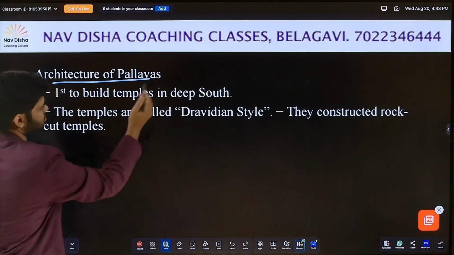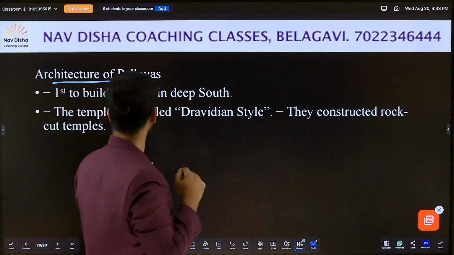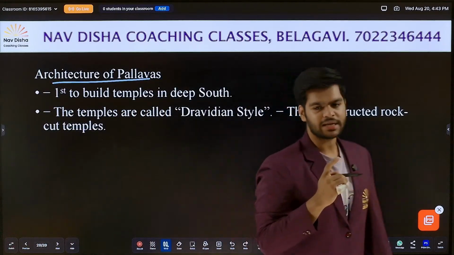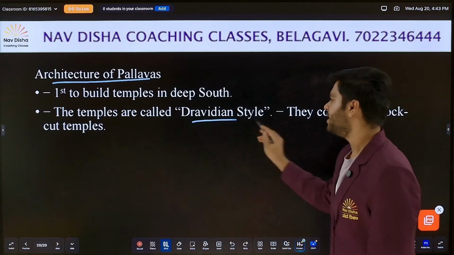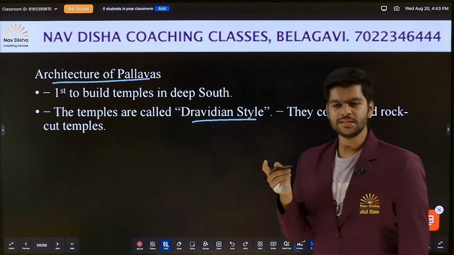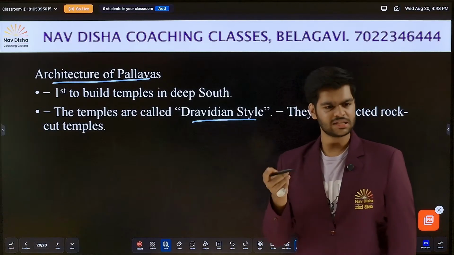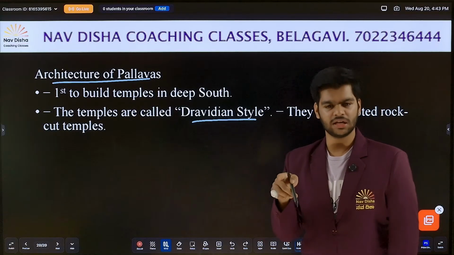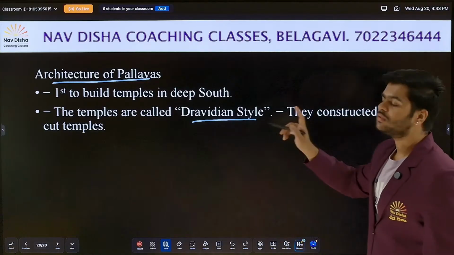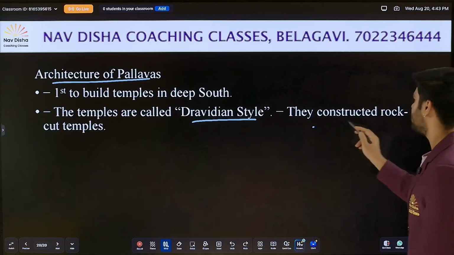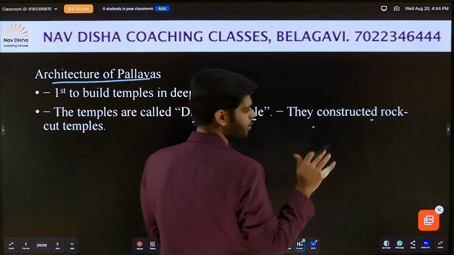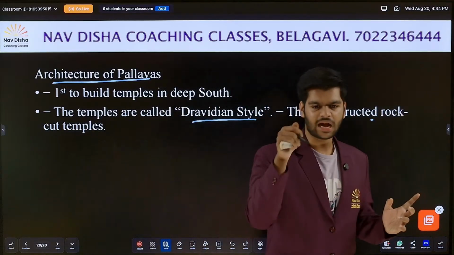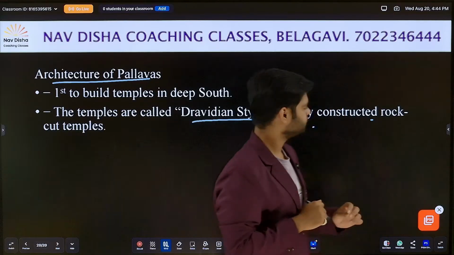Architecture of Pallavas. So this is a part of art and architecture. They are the first to build temples in South India, deep south. The temples are called as Dravidian style. North India we call it as Nagara style. Pre-Nagara style by Guptas. Later Rajputs built Nagara style temples. These built Dravidian style temples. They constructed rock cut temples. Means a big rock is there. From that they carve the temple. Understood?